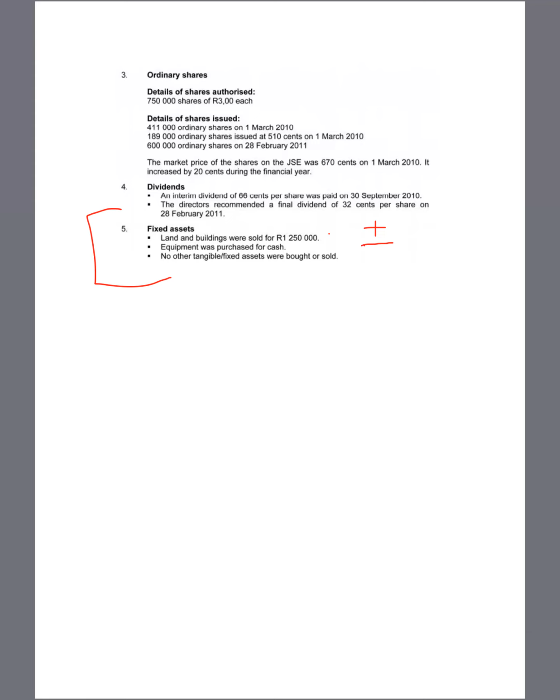So remember that, what about cash? The one that says no other tangible or fixed assets were bought or sold, that means that's it. I only have two things that I have to worry about, which is my land and building, which I sold for 1,250,000, and my equipment. So this third note just tells me that I don't have any other entries to worry about, that I must just focus on the two. Okay. Are you with me?